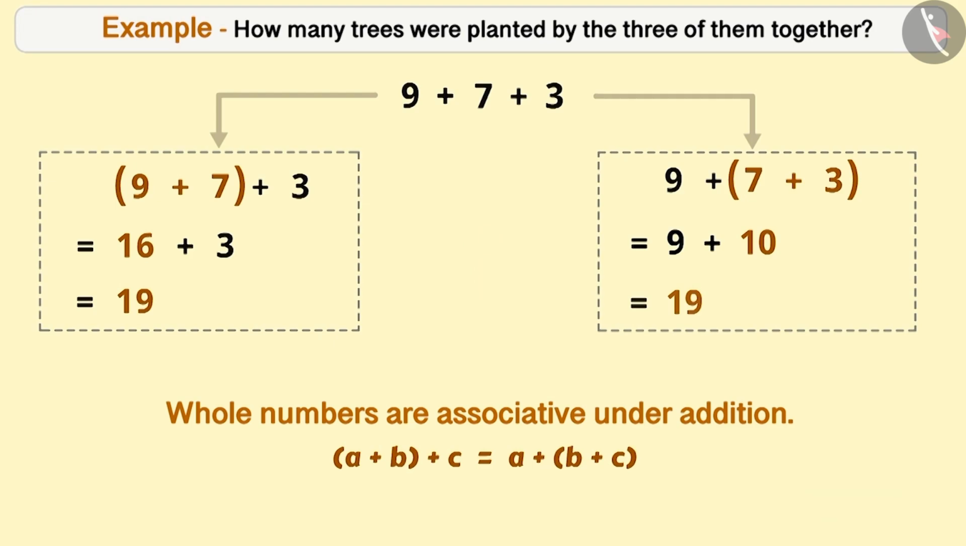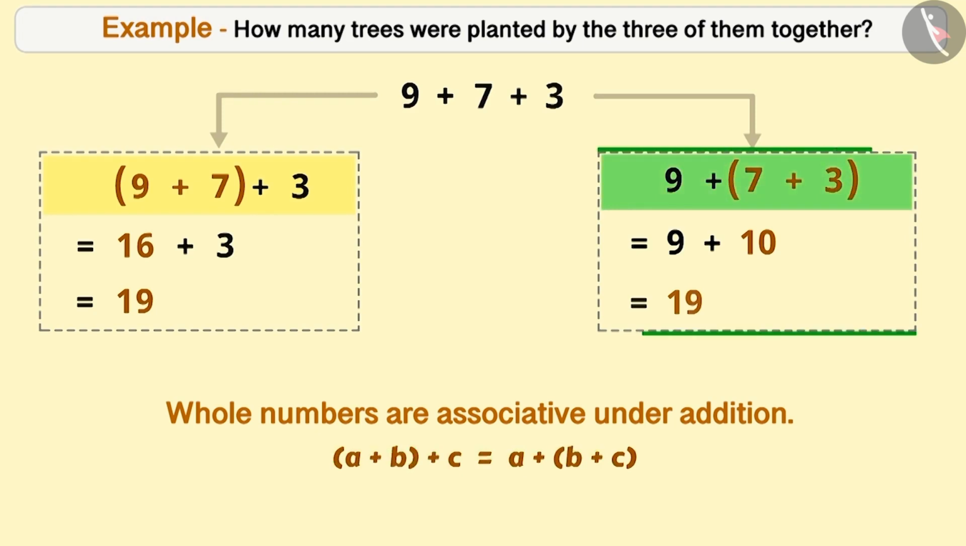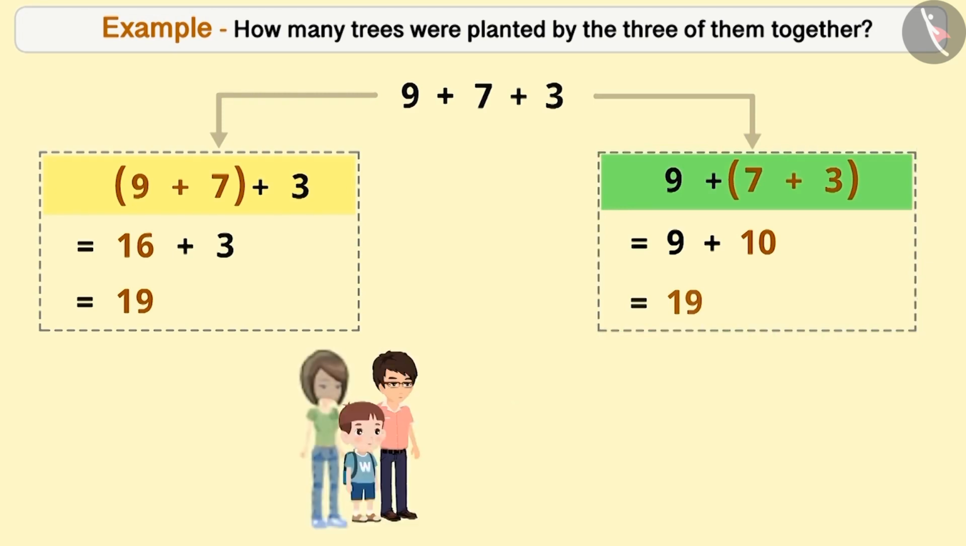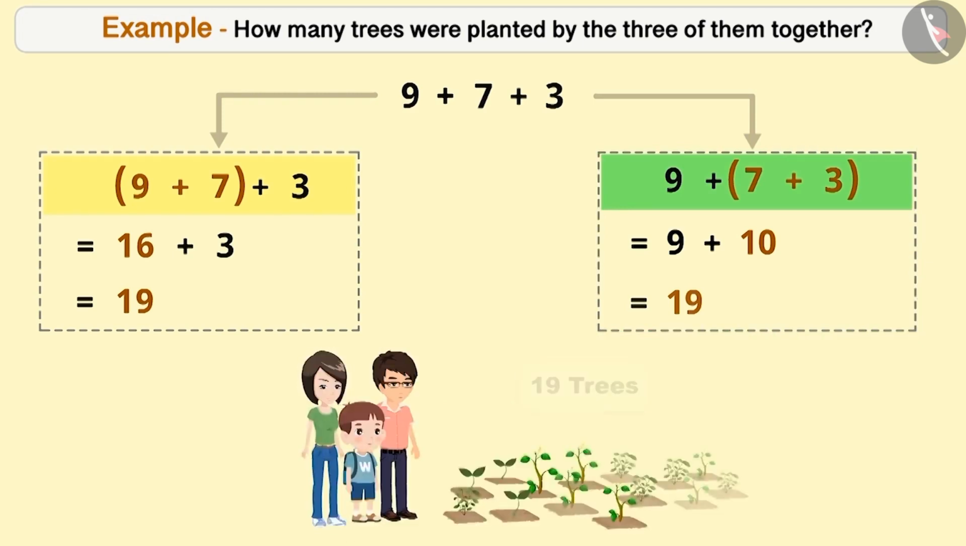As you can see here, compared to (9 + 7) + 3, it is easier to solve 9 + (7 + 3). In this way, associative property makes addition of whole numbers easy. In both the methods, the total number of trees planted by Akash, Ajay and Babita will be 19.